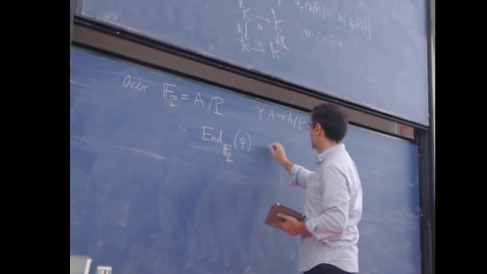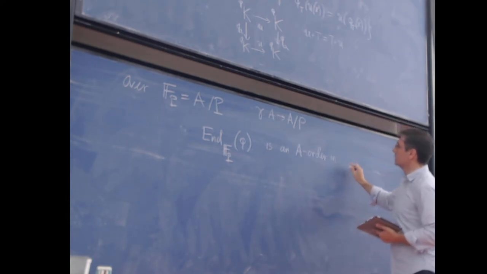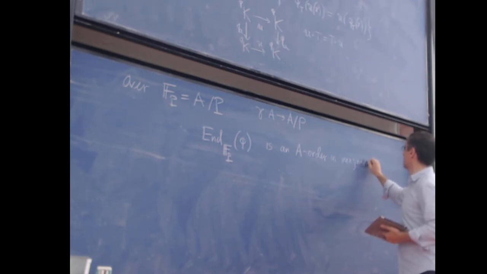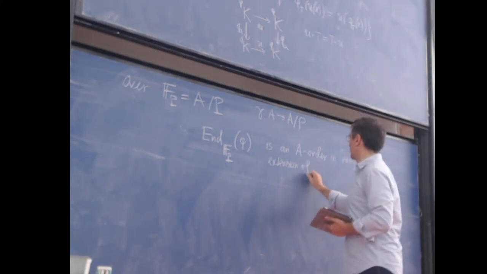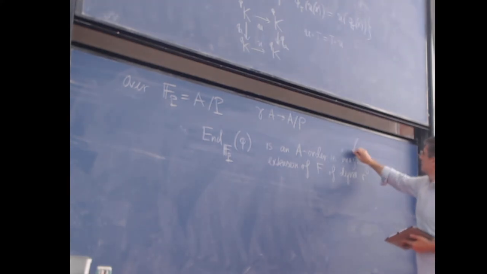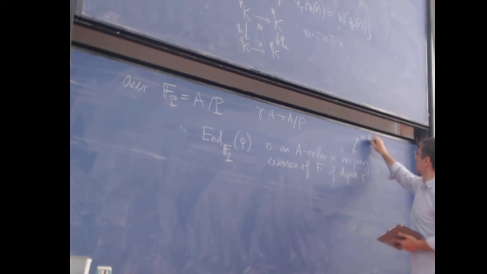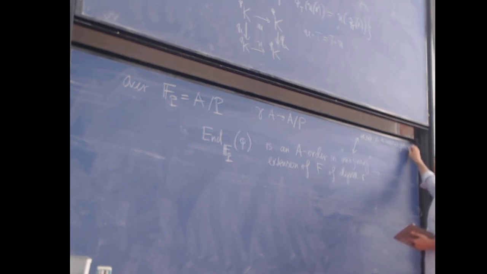is an A order in an imaginary extension, and I will say what this means, an imaginary extension of F. And imaginary means infinity does not split. Well, there is a unique place above infinity. Okay, so you take F, and then there is some extension L of degree R.